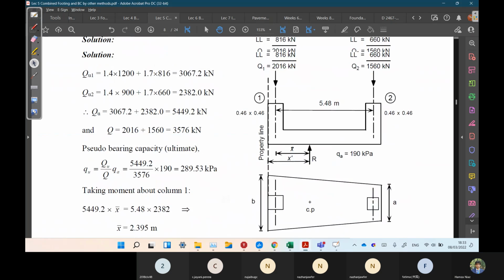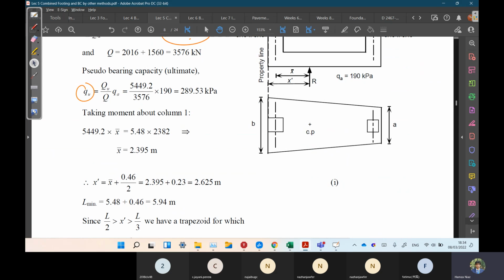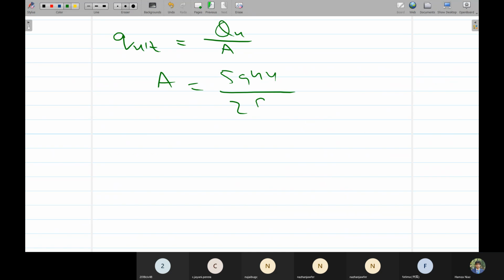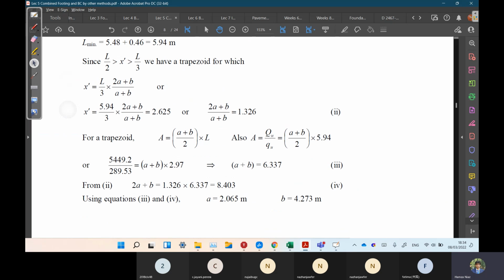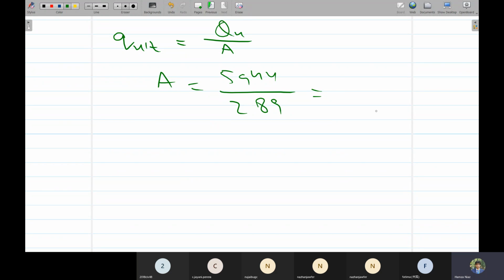The second equation will come from our area. We know the area of footing: Q ultimate is the factored load over the area of footing. We can simply find the area of footing from this. We have the factored load as 5944 and Q ultimate was 289. Simply divide them, we can get the area of footing. We can calculate this area of footing directly.